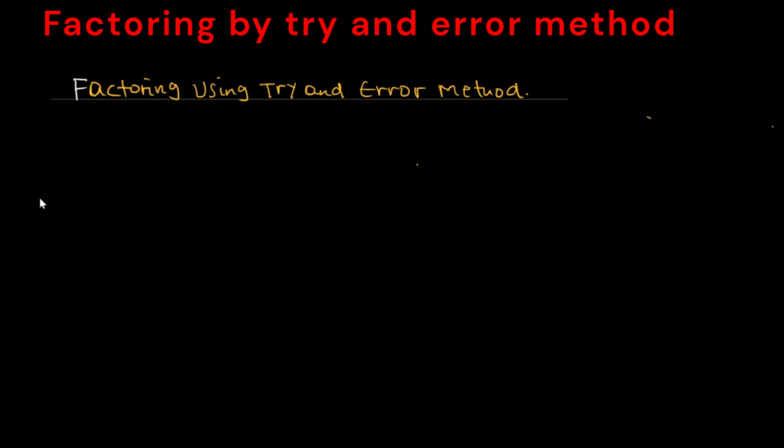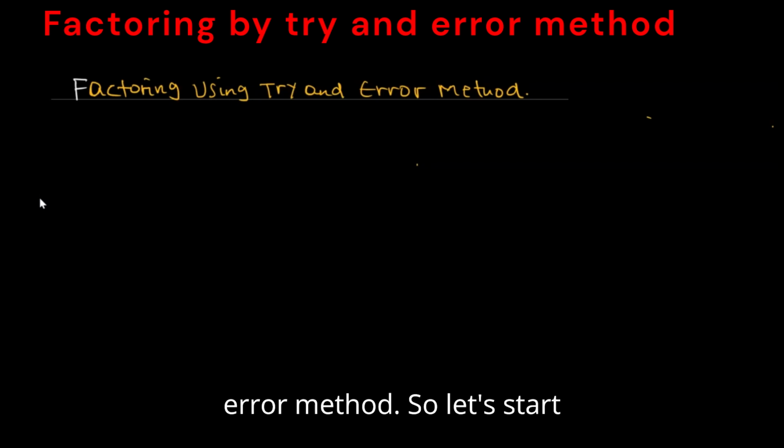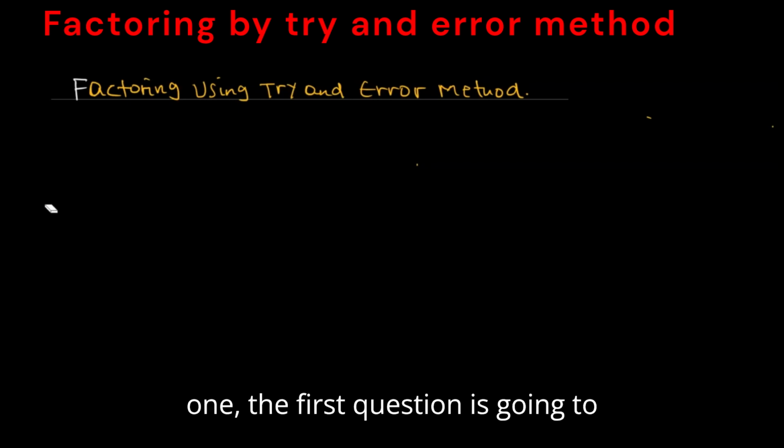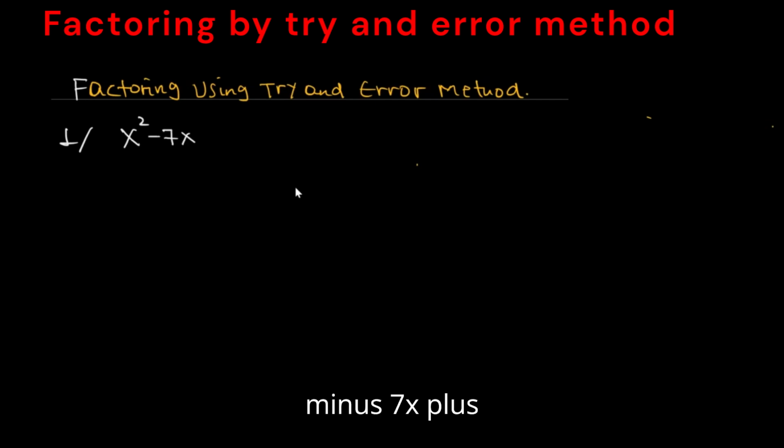How to factor a quadratic expression using a try and error method. So let's start directly with the example. Number one, the first question is going to be the following: x squared minus 7x plus 10. Okay, how can I factor this?